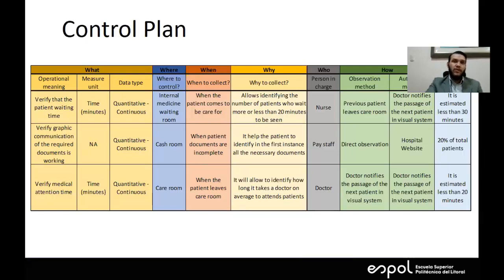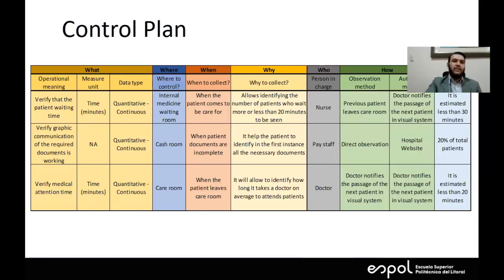First, focus on our problem statement. The waiting time for the patient will be controlled. Every time a new patient is seen, the information will be stored in the system along with their times. The nurse will be in charge of giving way to the next and indicating it in the system.